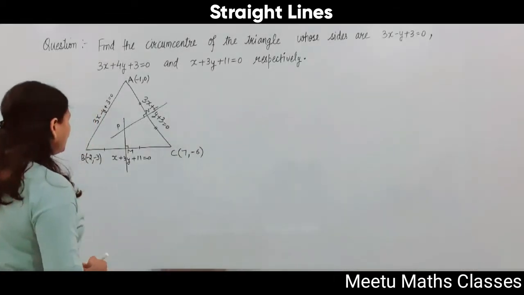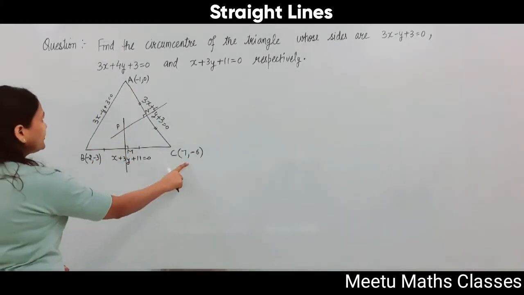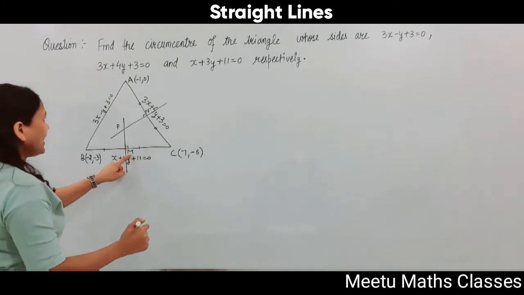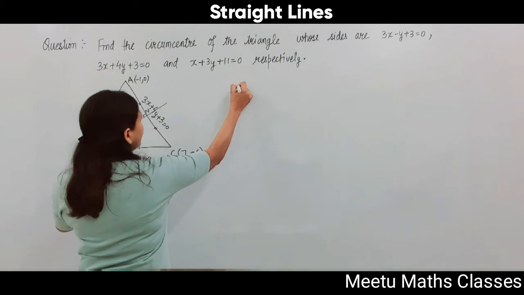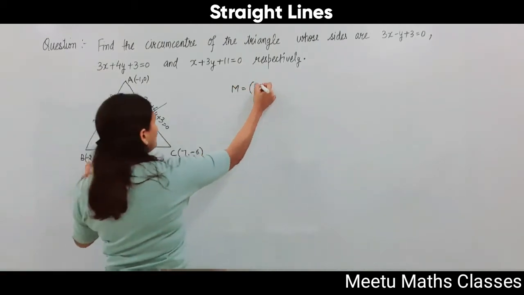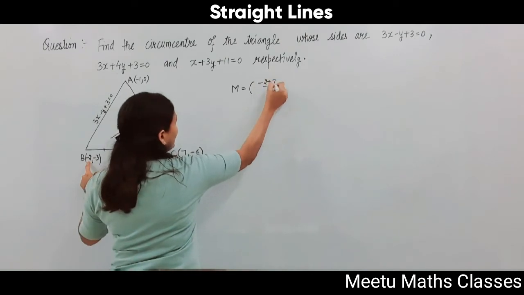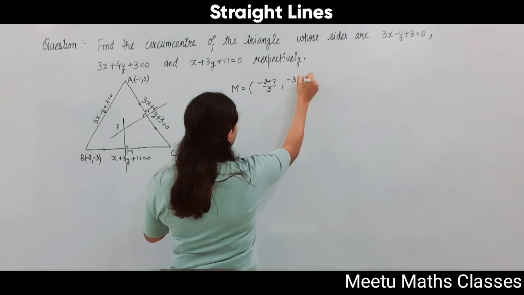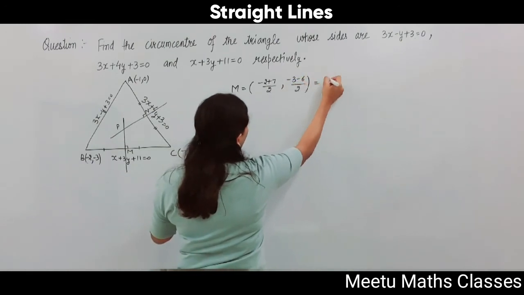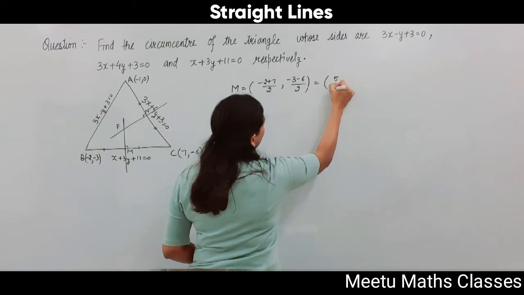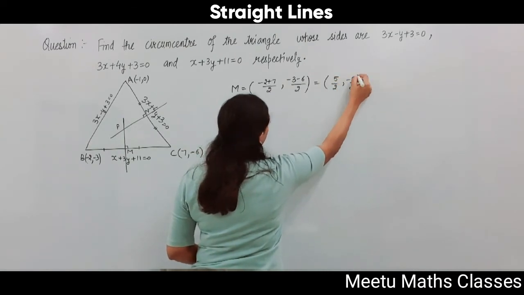Now we already know the coordinates of A, B and C. Now M is the midpoint of B and C. So M is equal to (-2 plus 7) upon 2 and (-3 minus 6) upon 2. So the coordinates of M are 5 by 2 and -9 by 2.